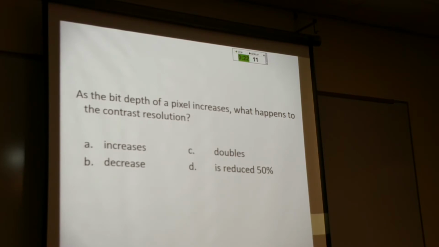So if the bit depth increases, meaning that pixel can show many shades of gray, what happens to the contrast resolution? Everybody remember, contrast and contrast resolution are the opposite. What does contrast resolution mean?